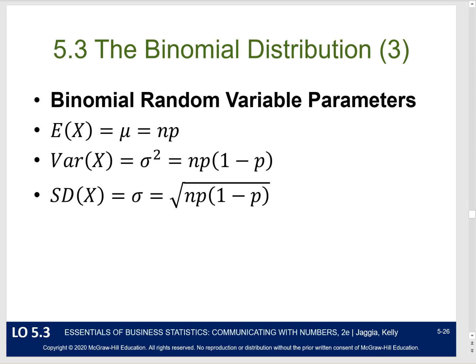So let's look here. The expected value, or the mean, is equal to n, the sample size, times p, the probability of a success. So the expected value is the probability of a success multiplied by the number of items in our sample. The variance then is the mean times 1 minus the probability of a success, and of course the standard deviation is just the square root of that.